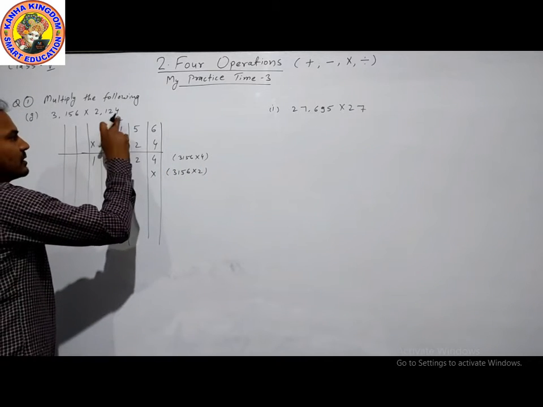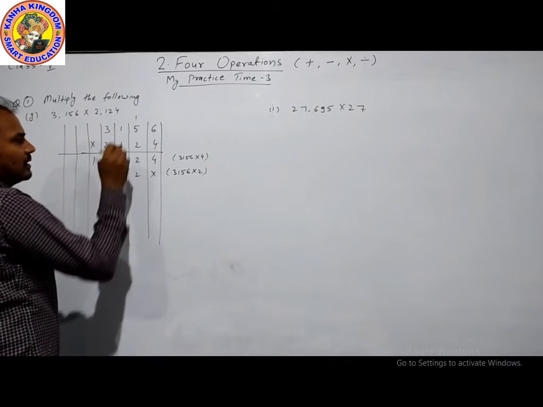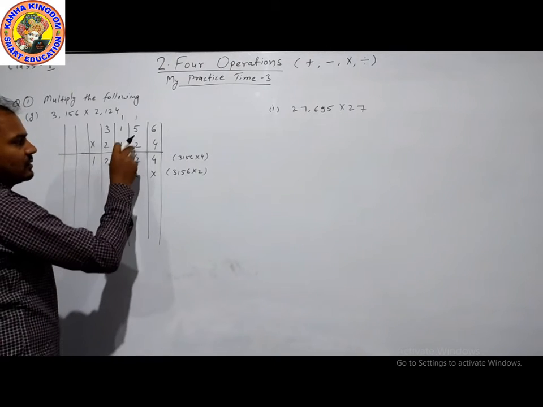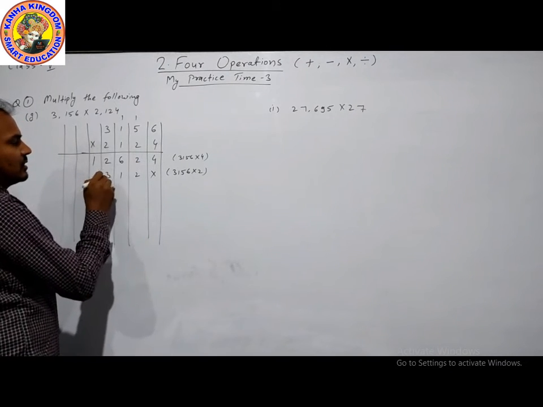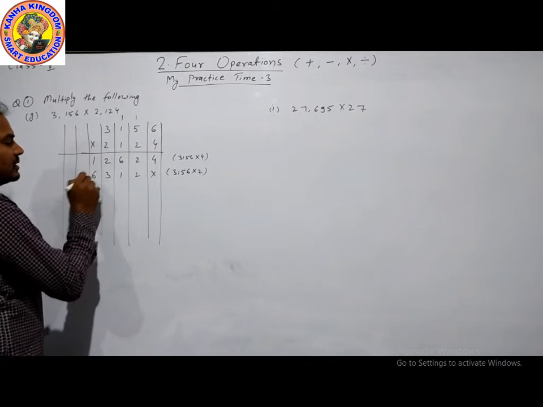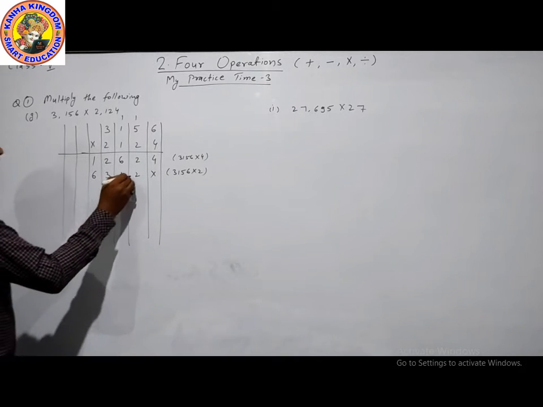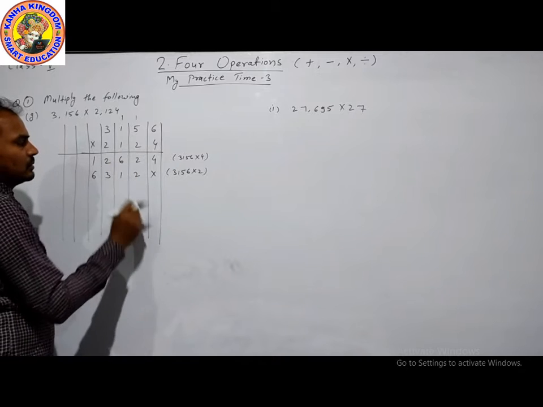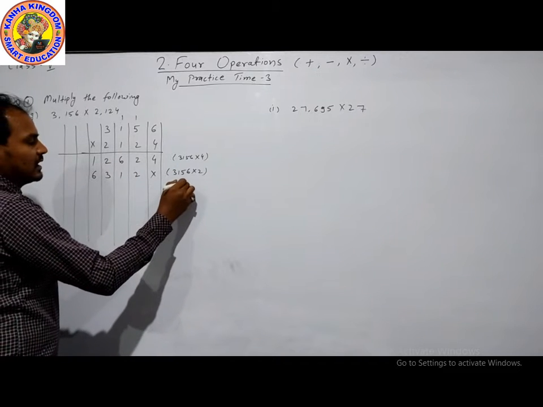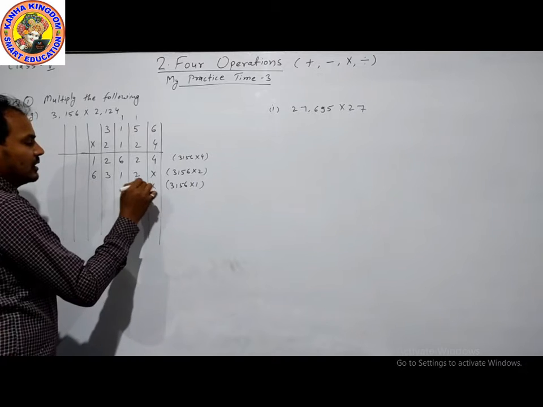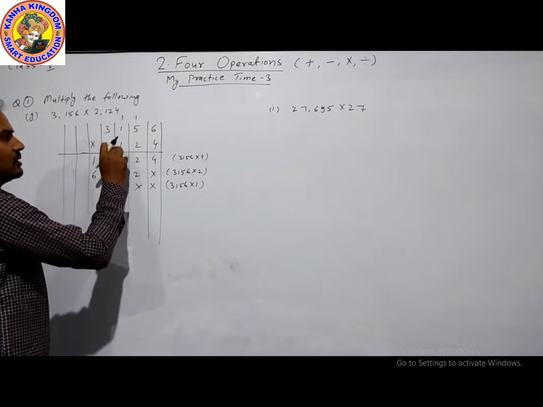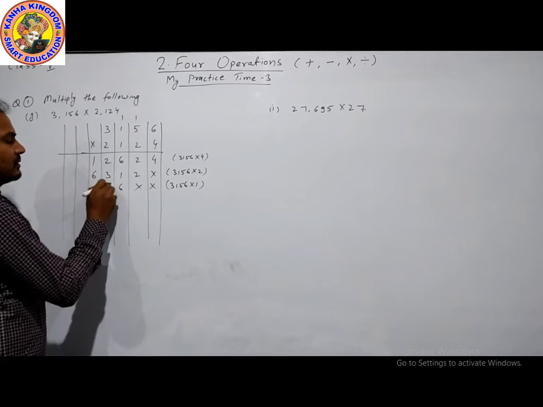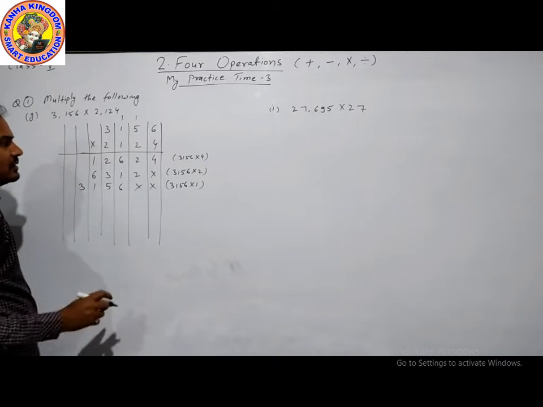2 into 6, 12. 2 into 5, 10 plus 1, 11. 2 into 1, 2 plus 1, 3. 2 into 3, 6. This is our multiplication by 2. Now we will multiply the number by 1. Leave the 2 spaces. Now it will be multiplied by 1. 1 into 6, 6, 5, 1 and 3.